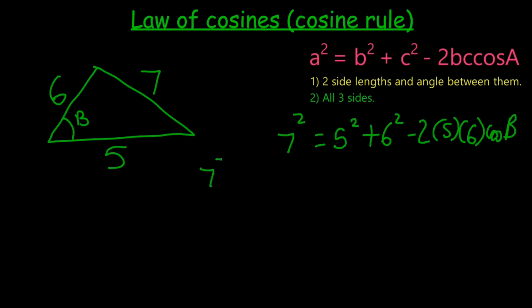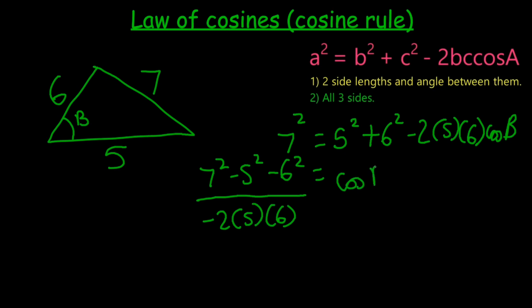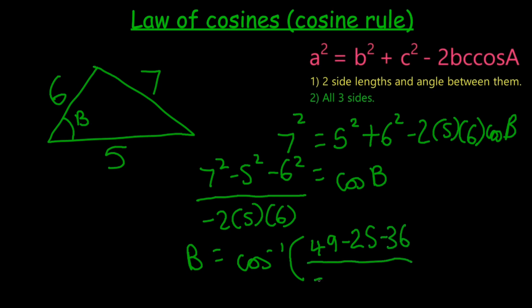Rearranging this and simplifying a little, 7 squared minus 5 squared minus 6 squared, divided by negative 2 multiplied by 5 multiplied by 6, is equal to the cosine of angle B, which means B is equal to the inverse cosine of this fraction, which is 49 minus 25 minus 36 all over negative 2 times 5 is 10 times 6 is negative 60, which is equal to 78.5 degrees to 1 decimal place. And there you have it.